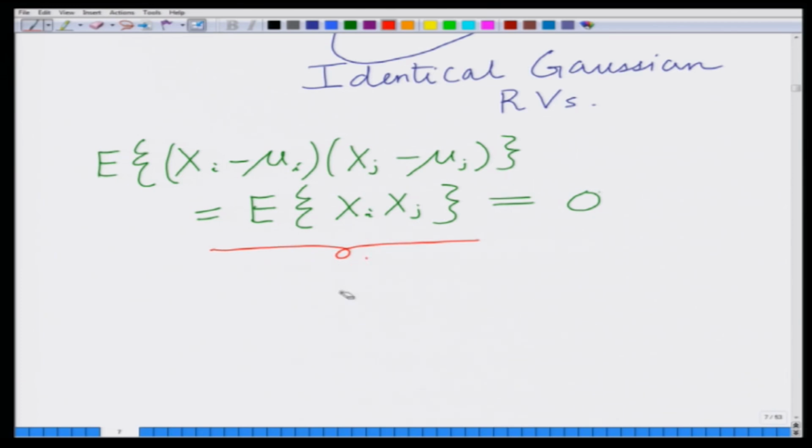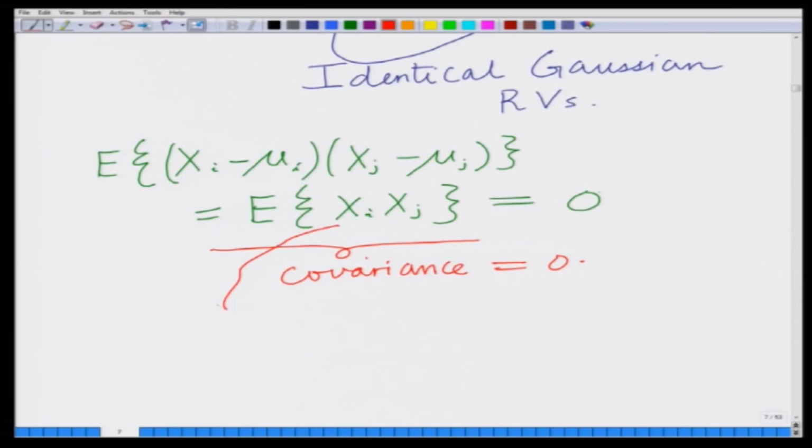So, we are going to assume that the covariance is equal to 0. Such random variables are known as uncorrelated random variables. When the covariance of two random variables is 0, they are known as uncorrelated random variables. So, we are assuming that all the Gaussian random variables are identical, and further they are uncorrelated.